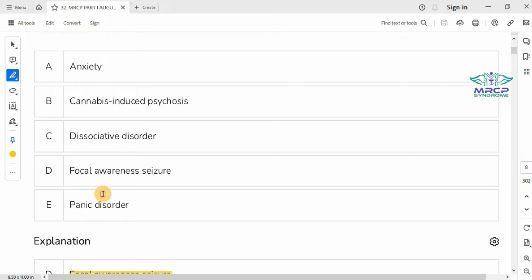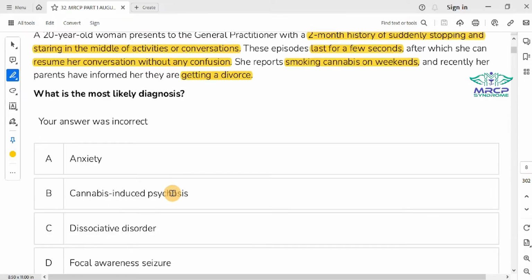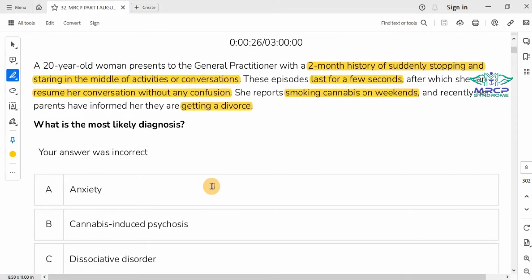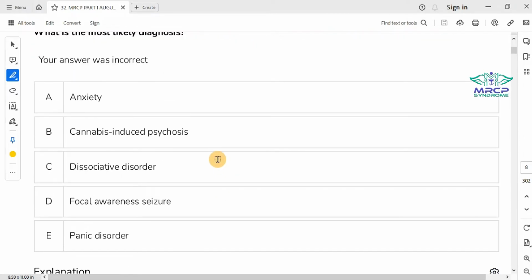And with respect to the panic disorder, panic disorder usually involves intense fear or tachycardia, or in some cases the features of hyperventilation associated with the physical symptoms. So this sudden cessation of activity and staring episode lasting for a second and resumption of activity without confusion indicates the focal seizure where the awareness is preserved. So this is our focal awareness seizure.